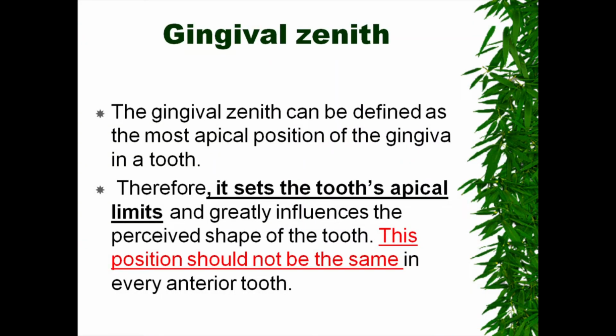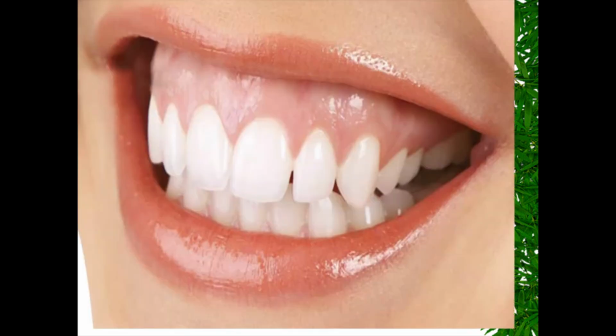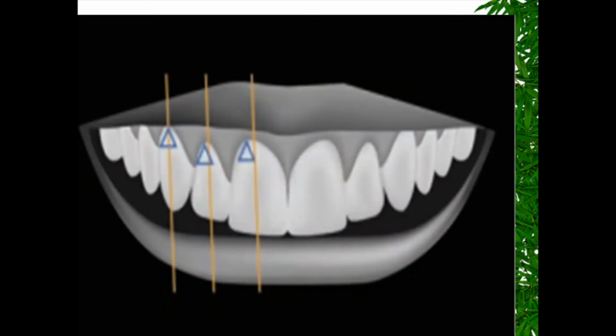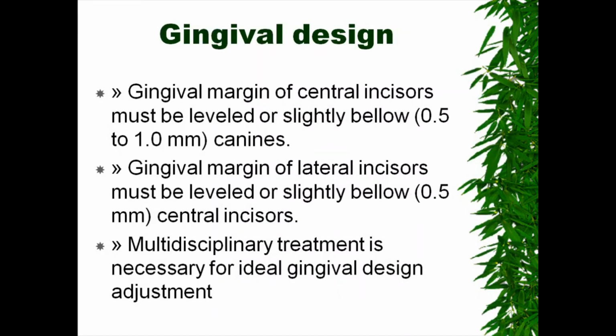Therefore, it sets the tooth's most apical limit. The gingival zenith is the most apical limit of the tooth, and it greatly influences the perceived shape of the tooth. And this position should not be the same in all the anterior teeth. The position should be different in all the anterior teeth. So this is a picture showing the gingival zenith, the most apical position.